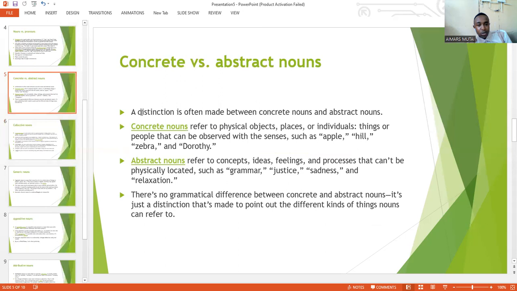The fifth one is concrete versus abstract nouns. A distinction is often made between concrete nouns and abstract nouns. Concrete nouns refer to physical objects, places, or individual things and people that can be observed with the senses, such as apple, hill, and zebra. Abstract nouns refer to ideas, feelings, and processes that cannot be physically located, such as grammar, justice, sadness, and relaxation. There is no grammatical difference between concrete and abstract nouns. It's just a distinction made to point out the different kinds of things nouns can refer to.